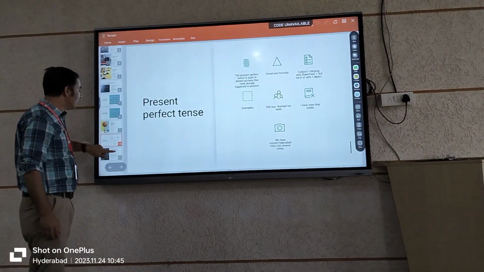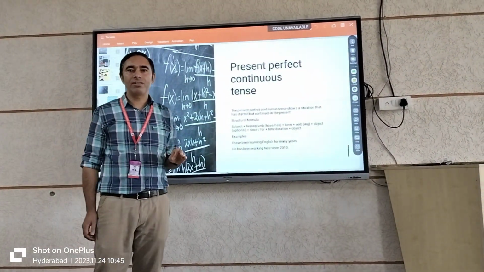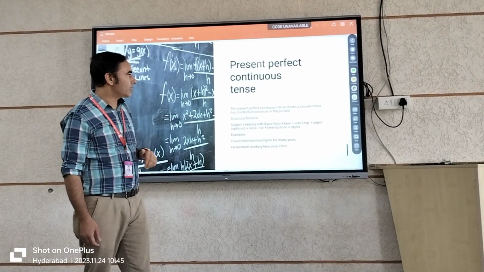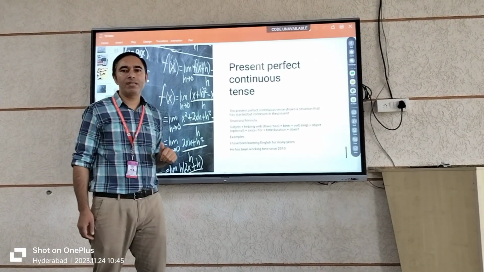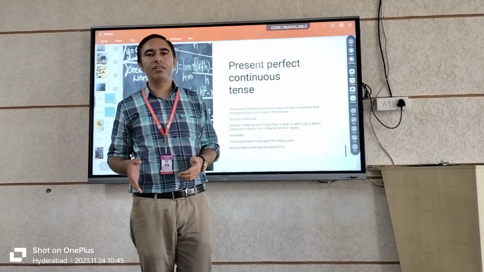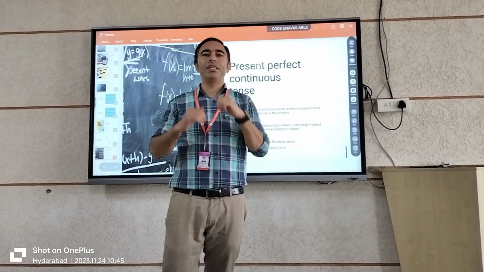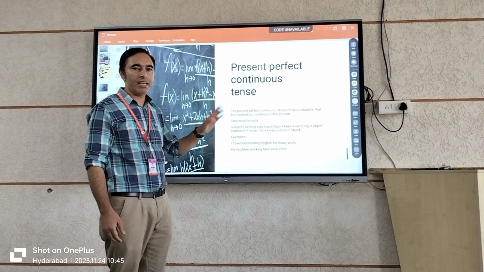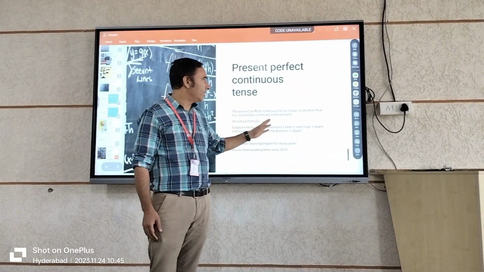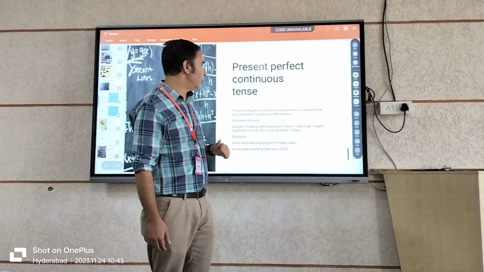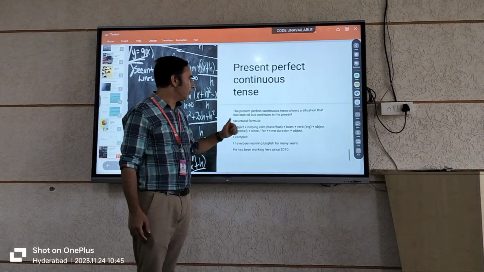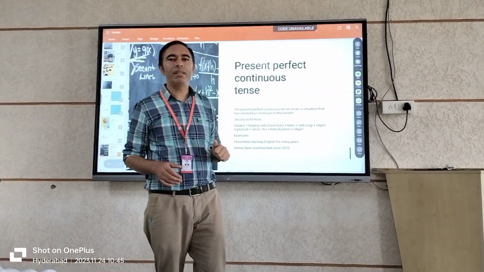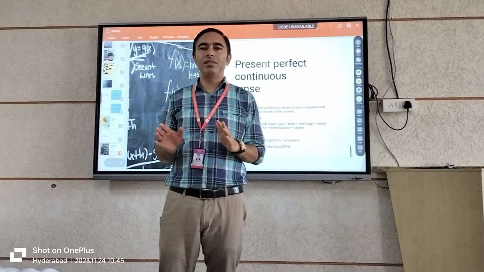Okay, then we have the last type of present tense, that is present perfect continuous tense. When we use present perfect continuous tense, it shows that action that has started in the present time, but it is still going on. And what is the structure formula? We use subject, then helping verbs has and have, and we also use been, then the ing form of the verb, then the object, like I have been learning English for many years, he has been working here since 2010.